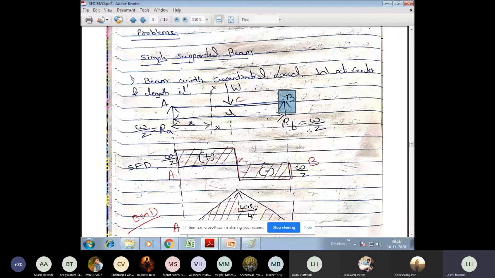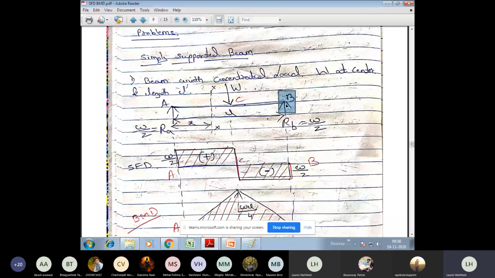Yes, L. So plus RA into L, is my answer correct? Or plus W by 2 into L, you can write it down somewhere. Plus RA into L or plus W by 2 into L. Next, minus. Why minus? Because W is hogging. Minus W into, what is the distance between C to B? L by 2. Very correct. Minus W into L by 2.